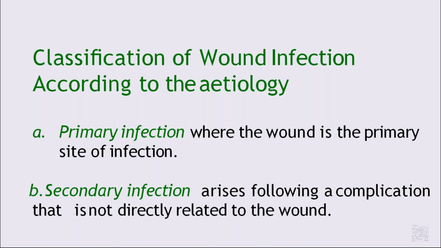So what is the classification of wound infection according to the etiology? Coming to the first, primary infection, where the wound is the primary site of infection. Secondary infection arises following a complication that is not directly related to the wound; that is called a secondary infection.